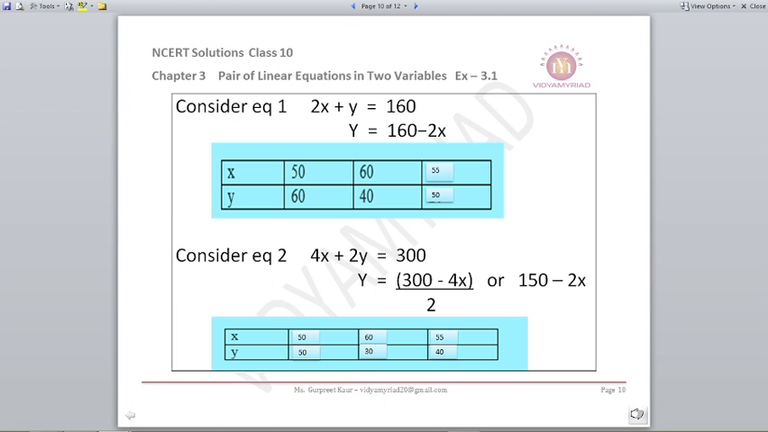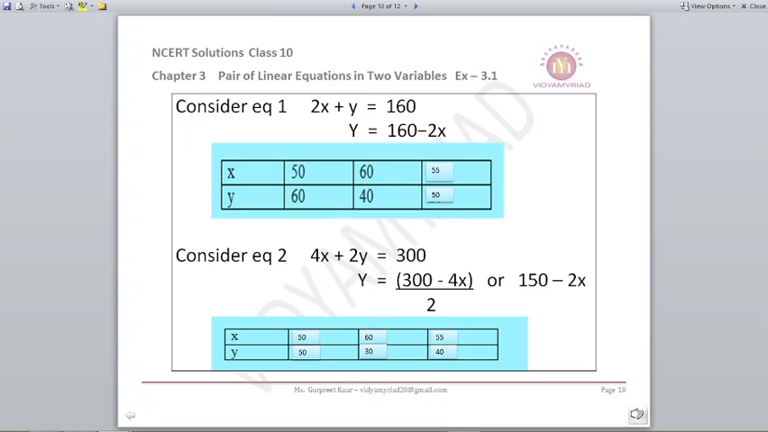Now we have both the equations. Considering equation 1, 2x plus y is equal to 160, so we can represent y is equal to 160 minus 2x. Assuming the value of x, we will find out y. You can consider any of the situations. You can keep either x on the left hand side or y on the left hand side, depending upon your convenience. I found that this is easier, so I am using this. Now, when I assumed x as 50, your y is 60. When x is 60, then y is 40. When x is 55, y is 50.